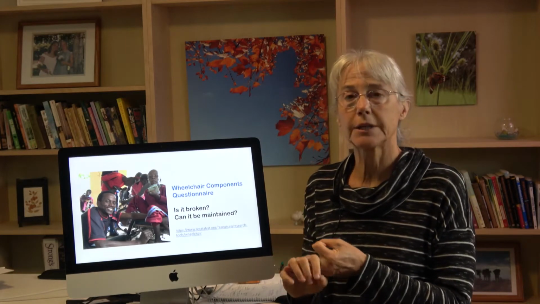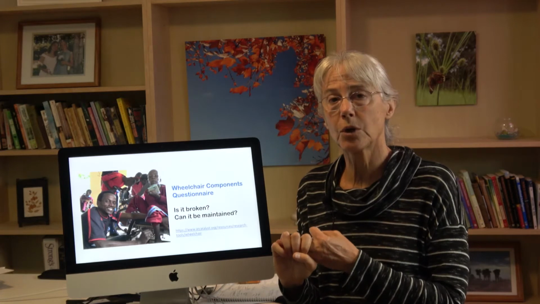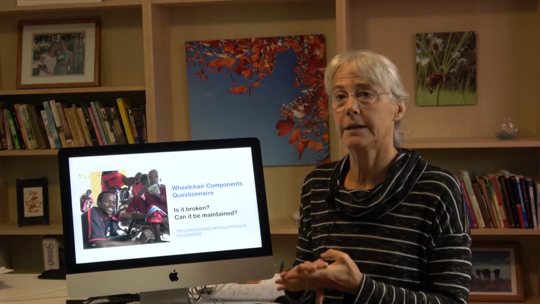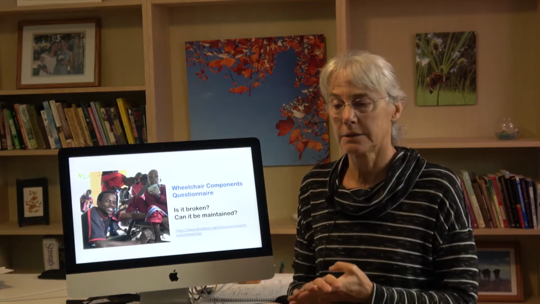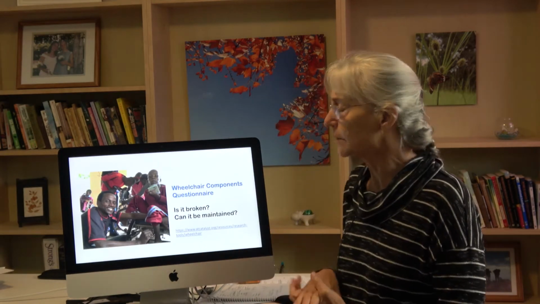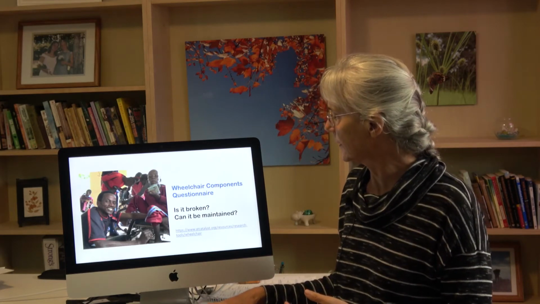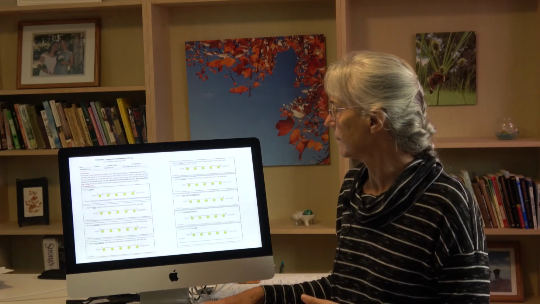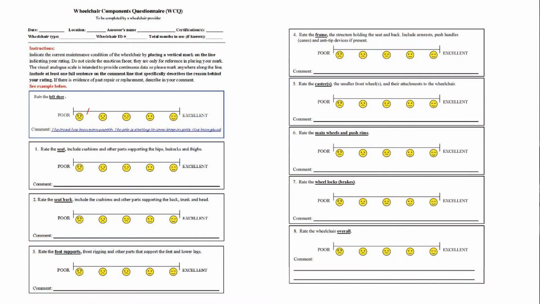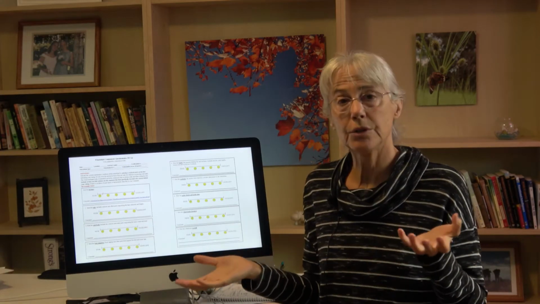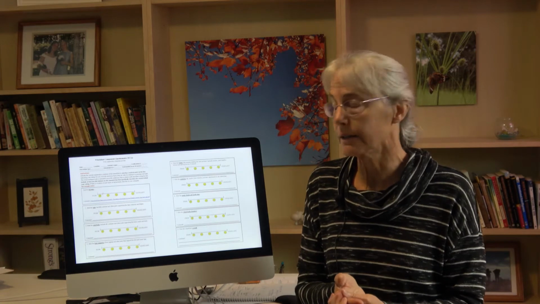It can also shed light on the maintenance regime locally and whether or not the part can be obtained and repaired in low resource settings. It's available for free download at that link at our atcatalyst.org website. Here is the questionnaire. This one, unlike the other ones, is only about the wheelchair. It's just asking if a wheelchair is broken. And in this case, you can actually do it for wheelchairs that are in storage as well.